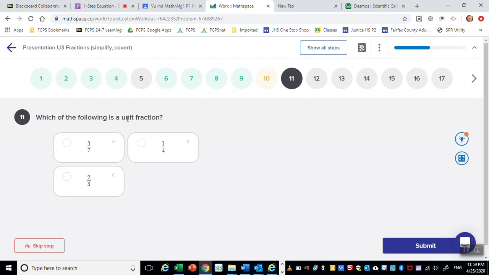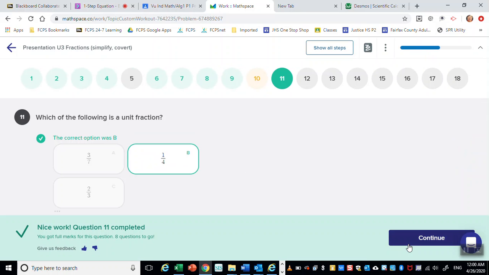Which of the following is a unit fraction? You have a unit fraction when... unit fraction. Alright, if you don't know it, you go here. What is the unit fraction? A unit fraction has a 1 in the numerator, right? You need to have 1 in the numerator. That means this one, because this fraction has 1 in the numerator, and you submit it. And then you go to question number 12.